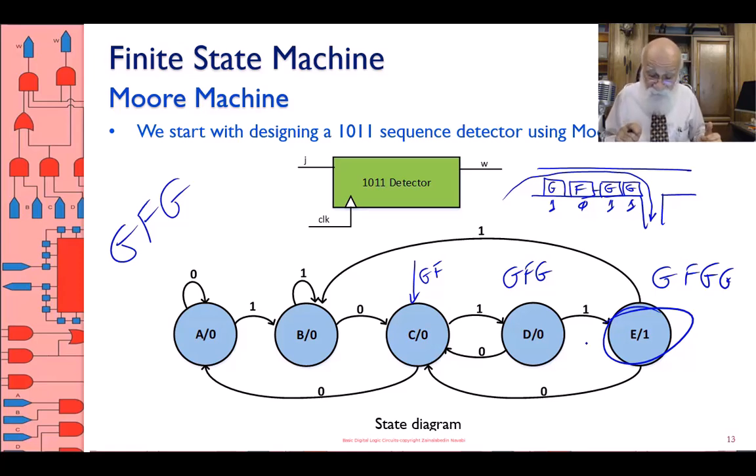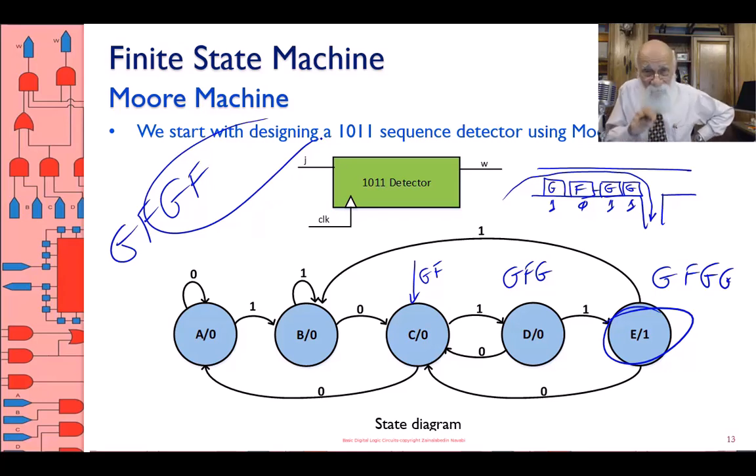On the other hand, if you are in state D, and state D was G, F, G, and then you receive an F, what do you say? Yeah, that's not what I was looking for, but that's not the end of the world. Because this part is according to the sequence I'm looking for. The GF is according to that. So maybe there will be another G. And therefore, you go to the state where GF has been saved, which is state C. And therefore, a 0 in state D takes you back to state C.